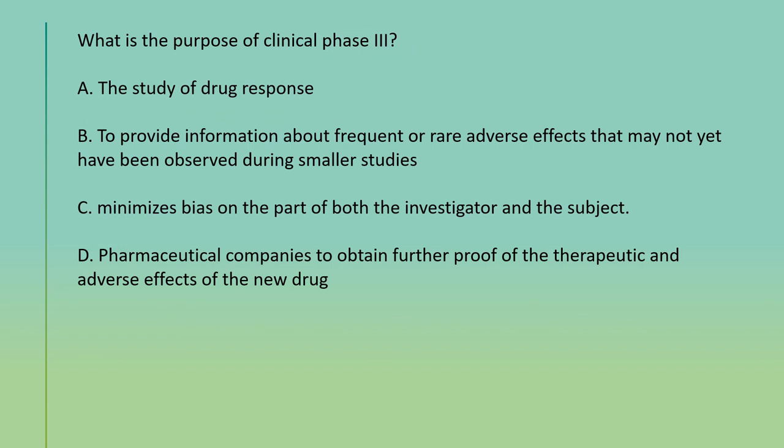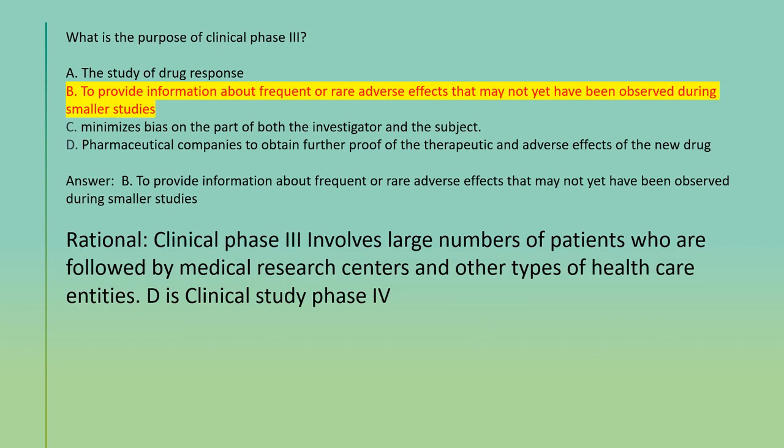What is the purpose of clinical phase 3? A. The study of drug response. B. To provide information about frequent or rare adverse effects that may not yet have been observed during smaller studies. C. Minimizes bias on the part of both the investigator and the subject. D. Pharmaceutical companies to obtain further proof of the therapeutic and adverse effects of the new drug. Answer B. To provide information about frequent or rare adverse effects that may not yet have been observed during smaller studies. Rationale: Clinical phase 3 involves large numbers of patients who are followed by medical research centers and other types of healthcare entities. D is clinical study phase 4.